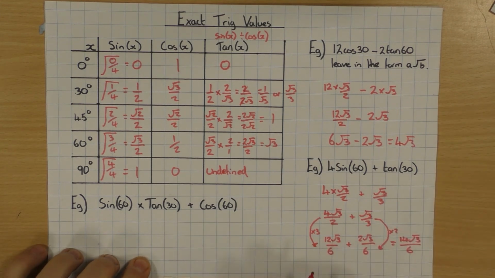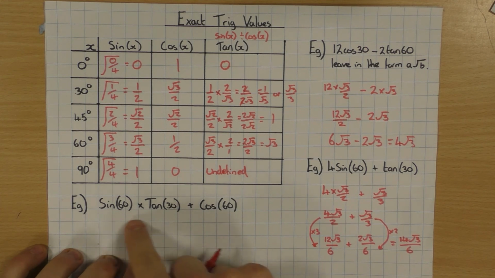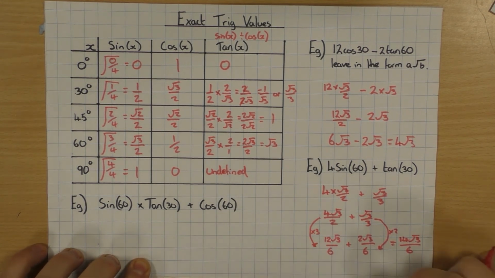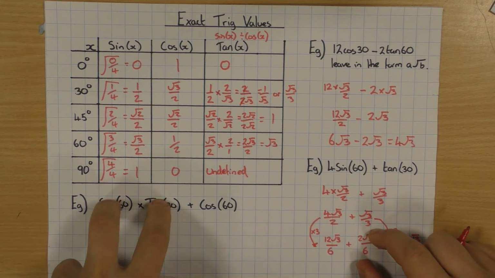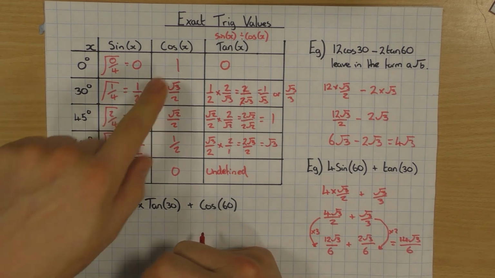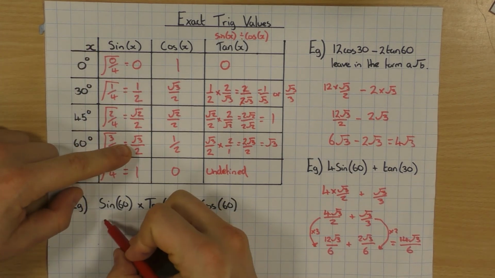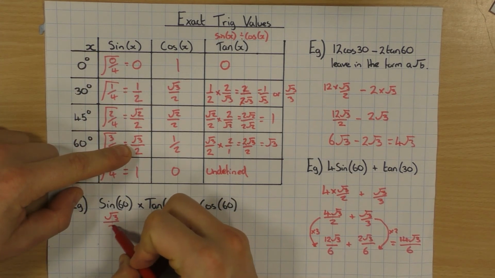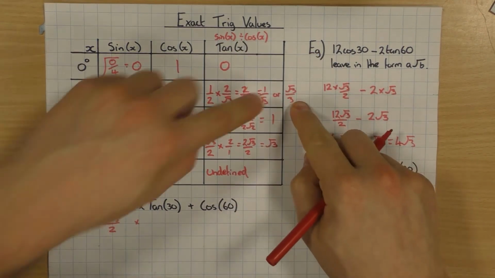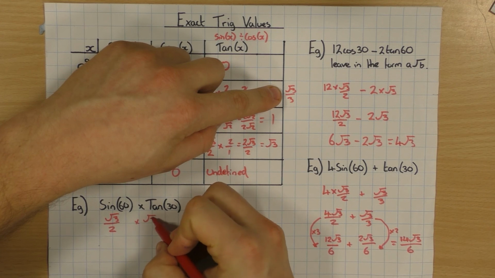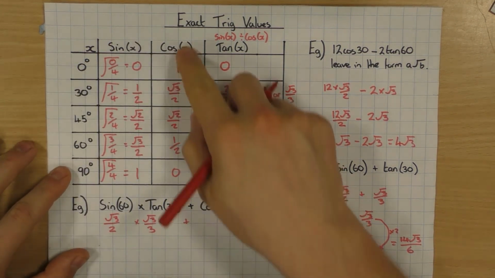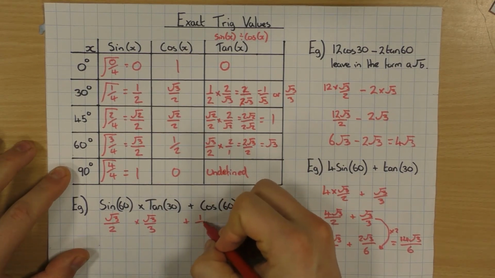And the final example I've got here for you is sine 60 times tan 30 plus cos 60. So you get something like this, you must remember BIDMAS. So I'm going to do my multiplication first, then I'm going to do my addition. So let's find this out. So sine 60 is root 3 over 2 times tan 30, which is root 3 over 3. And I'm going to add that to cos 60, which is a half.